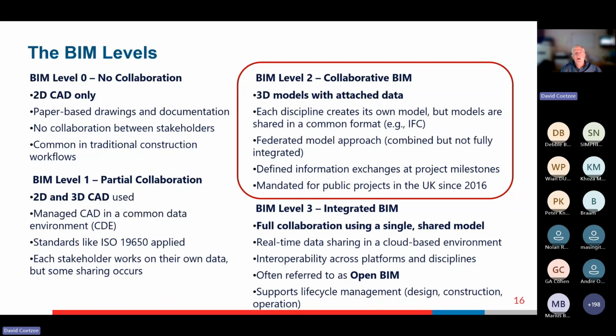Each discipline creates its own models, but models are shared in a common format, for example, the industry foundation class format. And then a federated model gets developed. So on the project I'm working on as a BIM manager at the moment in Austria, every week on Monday, each of the disciplines, the electrical, mechanical, the fire guys, the concrete guys, the steel guys, the various architectural disciplines, they upload their latest model into a common data environment. In this case, we're using Autodesk BIM 360.